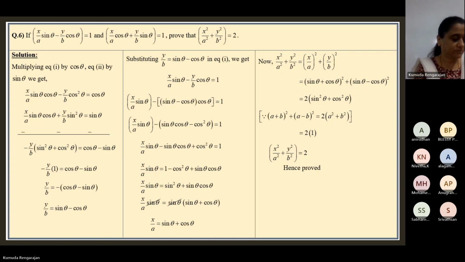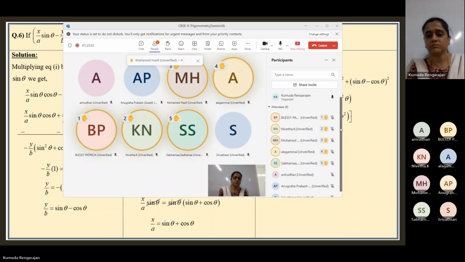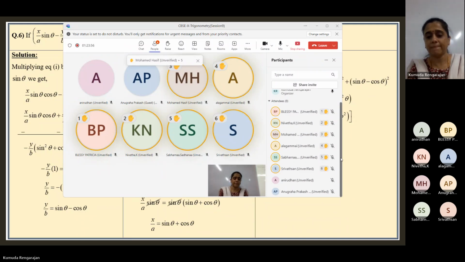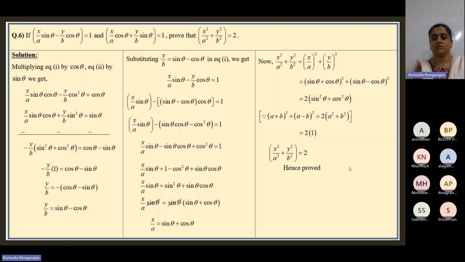Clear? Children, use the emoji, raise your hand. Aniruddhan, Anubraha. Okay. Thank you, children. Yes. Okay, so you have no questions with this one. Finished, all of you? Is it cold? Should I turn it off?